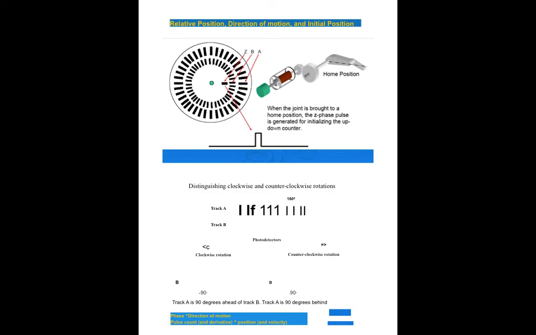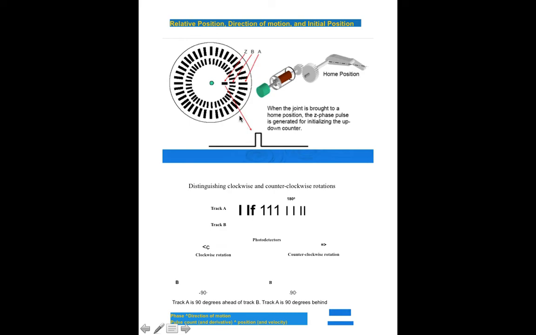The interesting part is, if it is rotating in a clockwise direction, the outer track A is leading and the middle track B is lagging. This is how we can understand how the system is working. If the outer track is leading while the middle track is lagging, we can understand that the system is rotating in a clockwise direction.